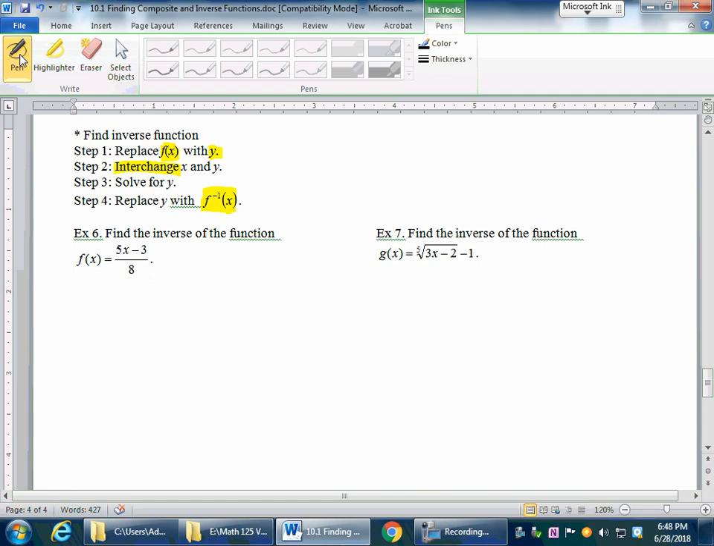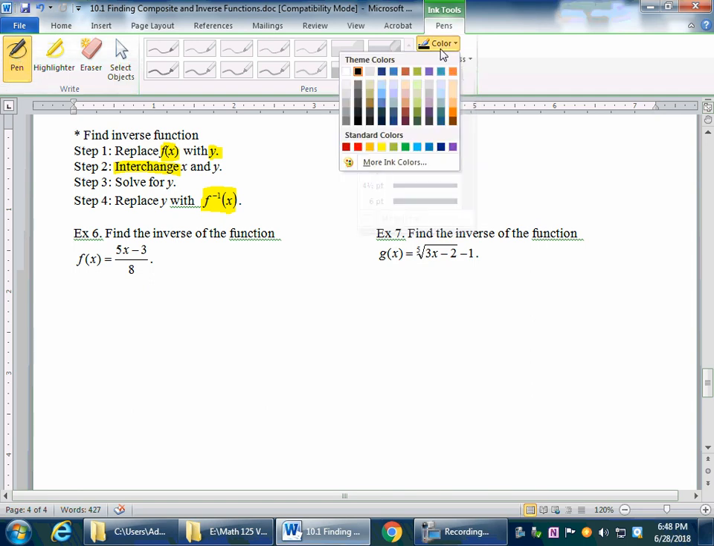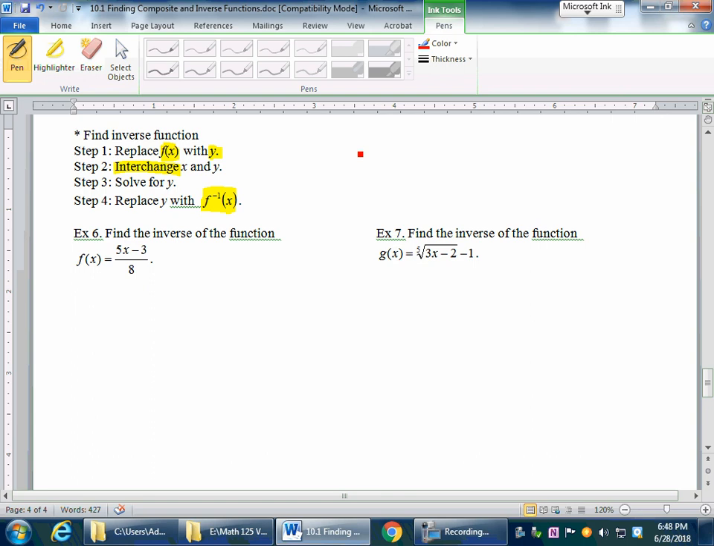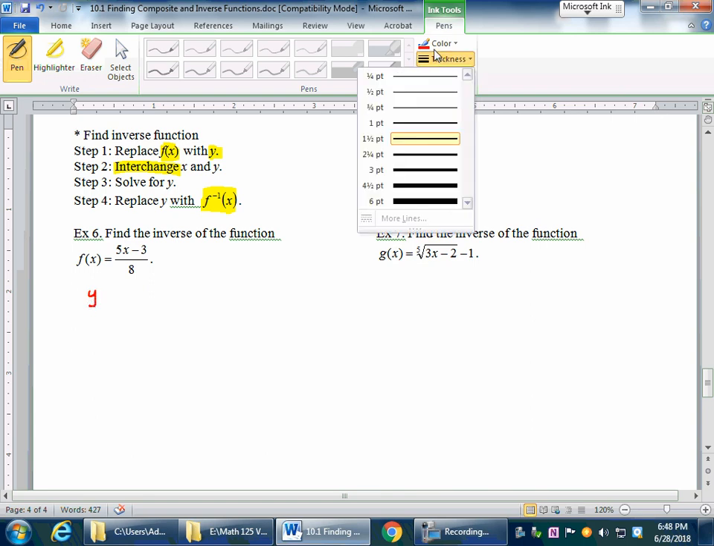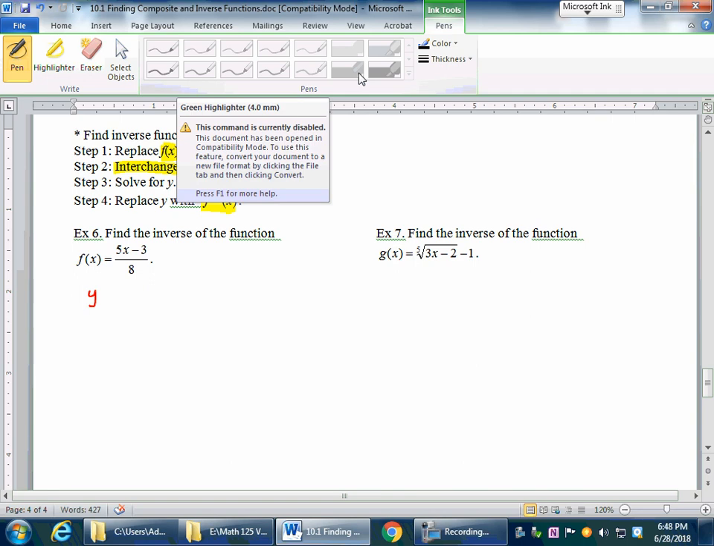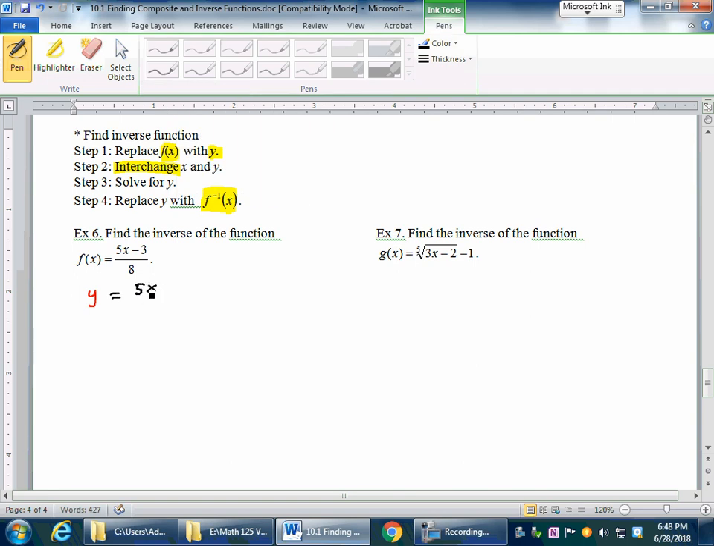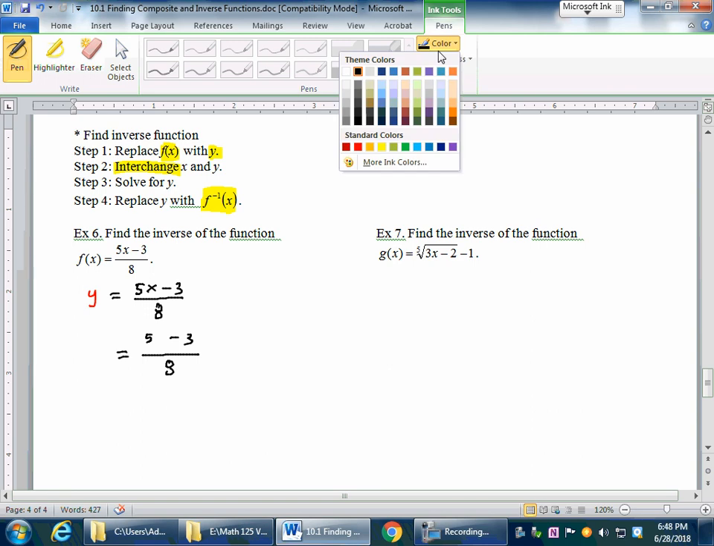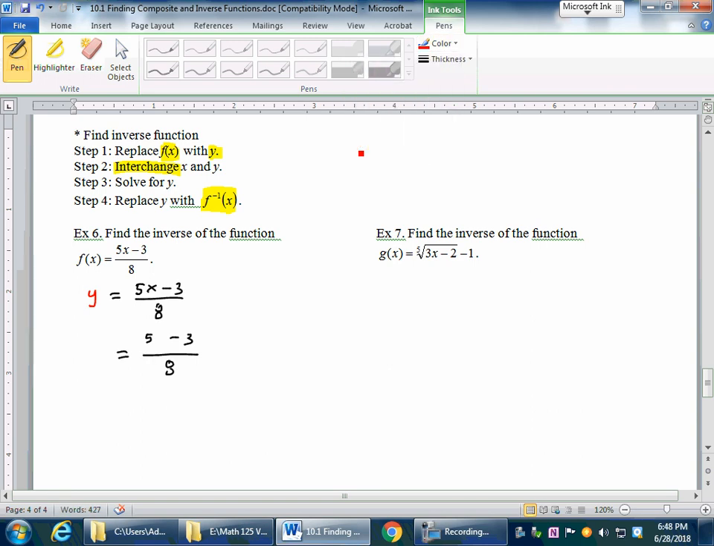So let's move on. Step 1, replacing the function notation f of x with y. So that y is equal to 5x minus 3 over 8. And the next step, I'm going to be interchanging x and y. So that's basically applying the conceptual part. So my y becomes x, my x becomes y.